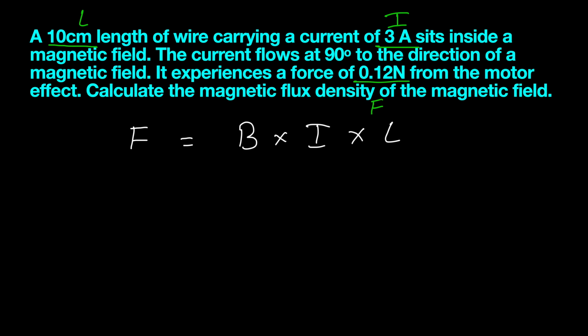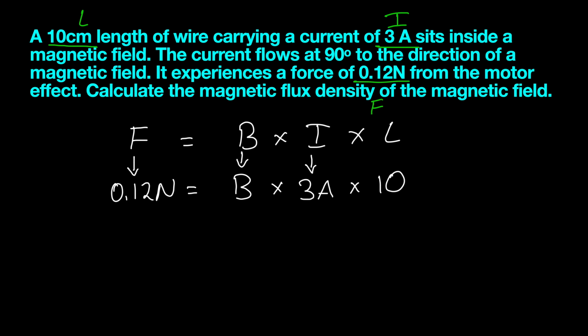Next, we're going to substitute into our equation. Our force is 0.12 newtons. Our magnetic flux density is still unknown, so we'll leave that as B. The value of current is 3 amps. And our length is 10 centimeters.